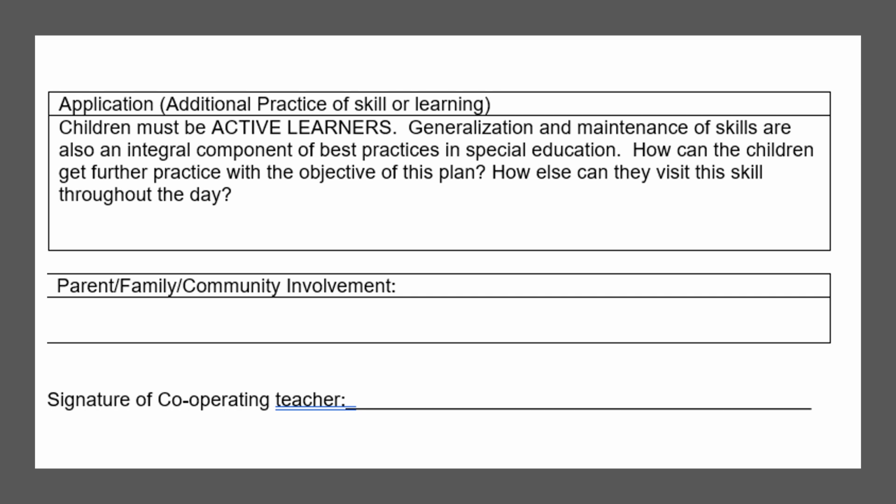So again, it shouldn't be something like, this is the last thing I have to think about. What am I going to put in here? Use this as the final way to really tie meaning to your plan. How can I bring families in? How can I bring the community in? How can I get this information out to the family? How can I get this information out to the community? And then if you're teaching it in the field, there's a spot right here for your cooperating teacher to sign.